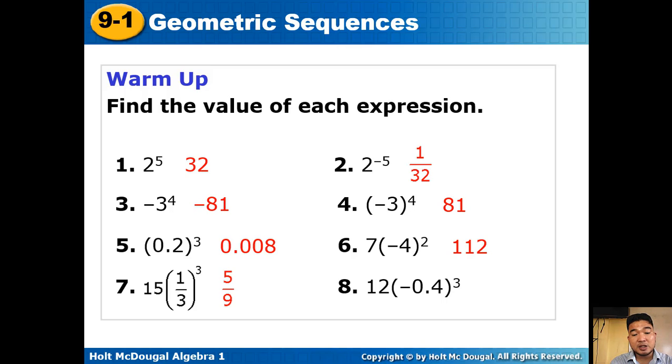For number 8, that is 12 times negative 0.4 raised to 3. You multiply negative 0.4 to itself 3 times and then after getting the product, you multiply it by 12, which is equal to negative 0.768. Okay.